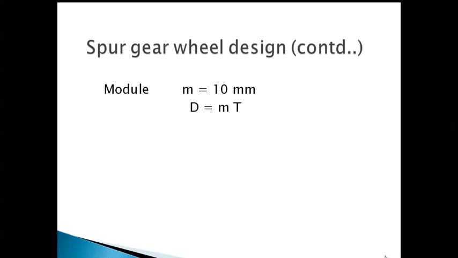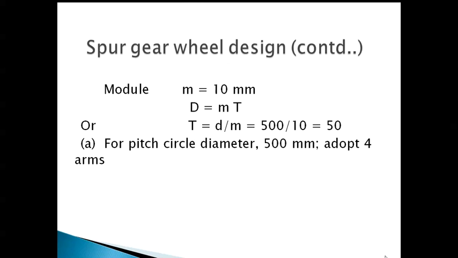The module is 10 mm, and here the PCD is given, module is given. Module equal to PCD by number of teeth. From that you can find the number of teeth T equal to D by M, that is PCD by module, that is 500 by 10, that is 50 is the number of teeth.